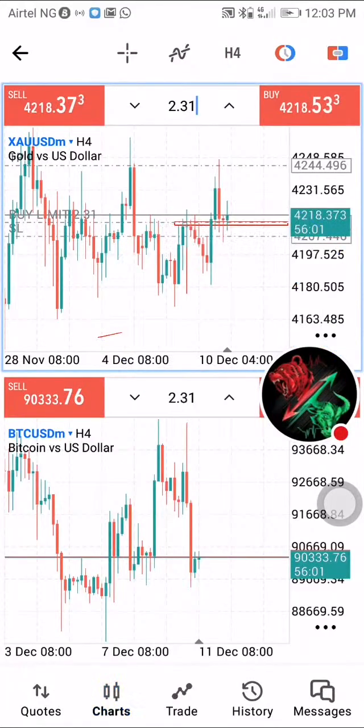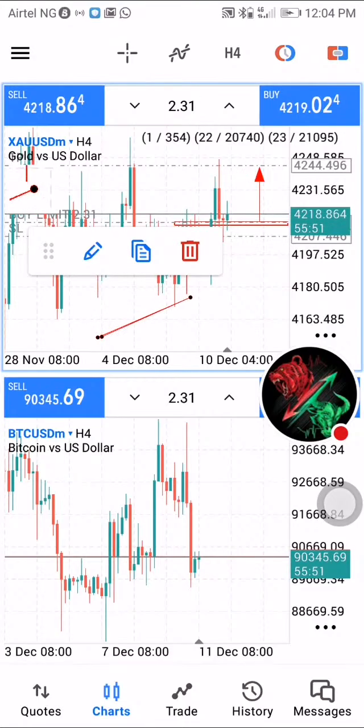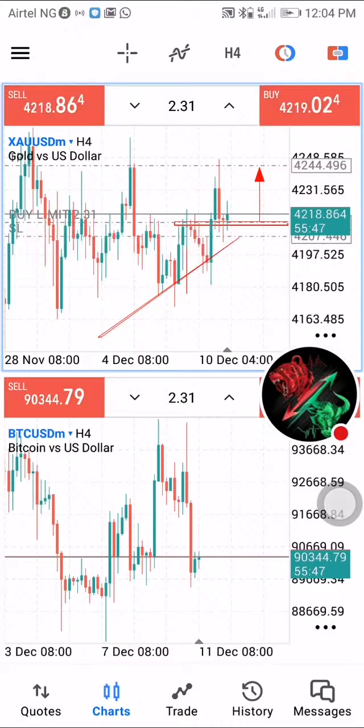We are only looking for buying opportunity on gold. So this is how your trade setup should look like, and this is where your target should be. So let's scale down to the 1 hour so that we can see the setup clearly.